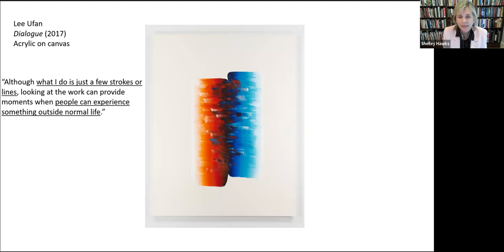So here is a more recent work from 2017, consisting of two very thick, luminous brushstrokes in orange and blue acrylic, overlapping in the middle in dialogue, the title of the work. We might think of the two friends conversing on the bridge we saw earlier, in the Shitao painting. So Li says, "Although what I do is just a few strokes or lines, looking at the work can provide moments when people can experience something outside normal life."